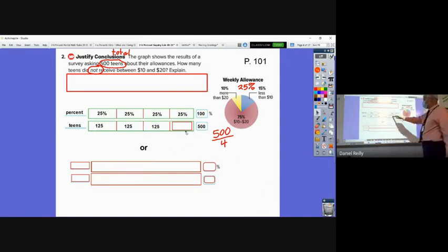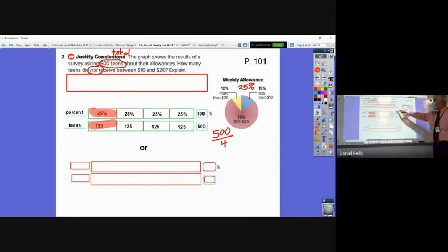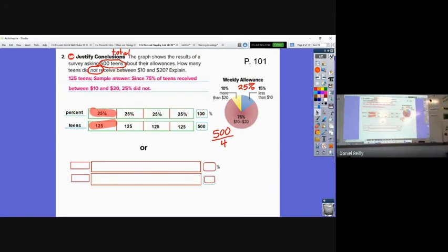And again, you don't have to write in all these numbers, but now I shade in the amount that I'm looking for, which is 25%. So that's one of these, which means it's one of these. So the answer is how many students did not receive between $10 and $20? 125 students or teens. Okay? So that's another type of problem.